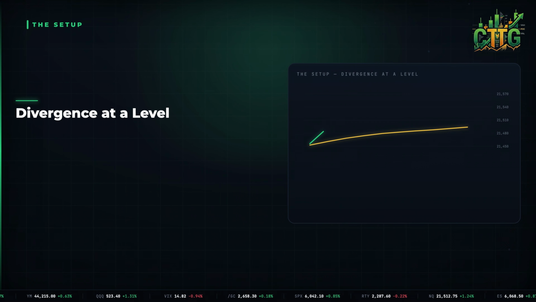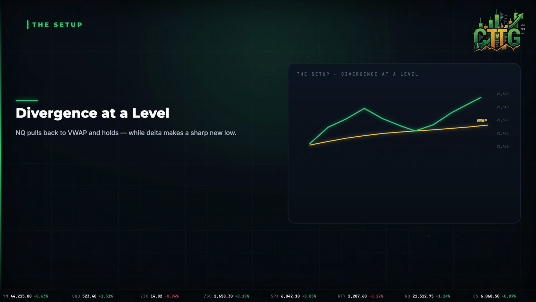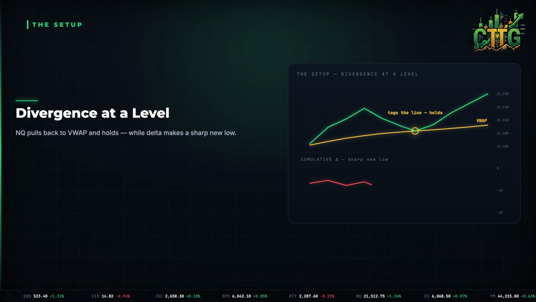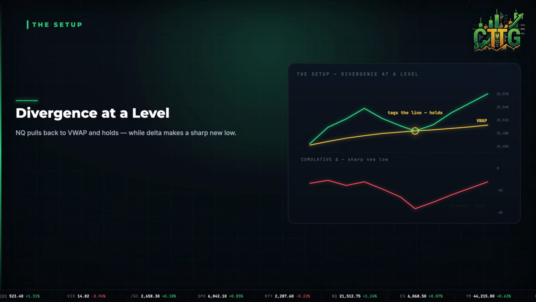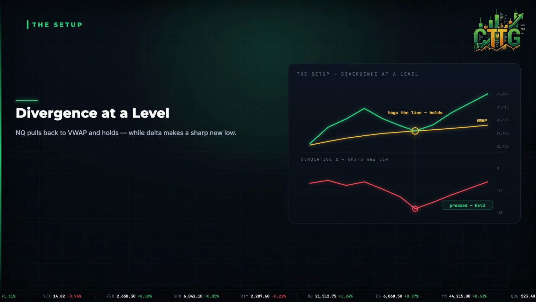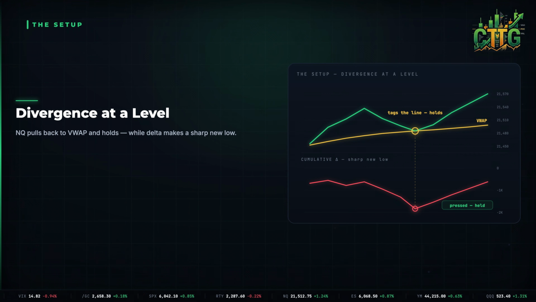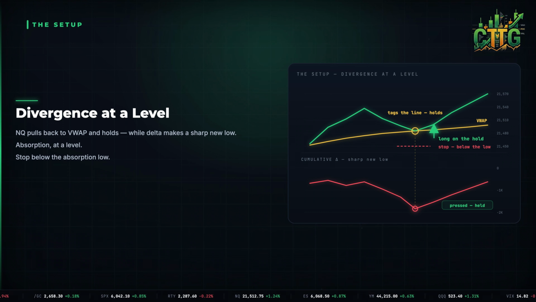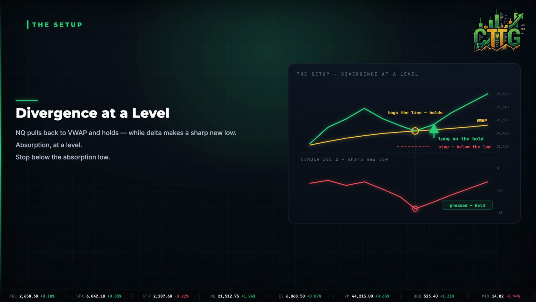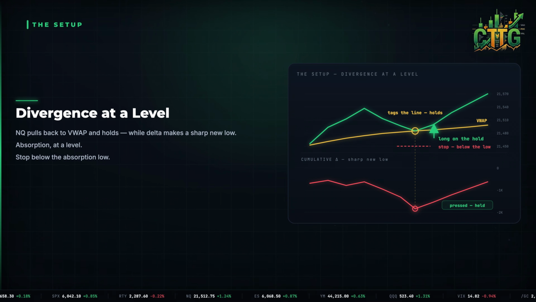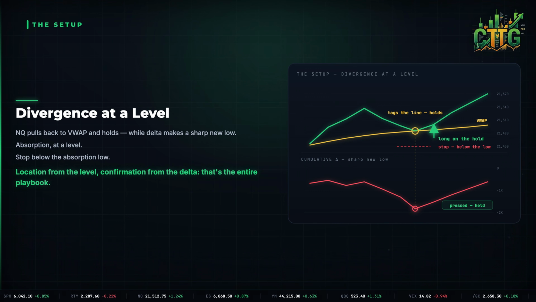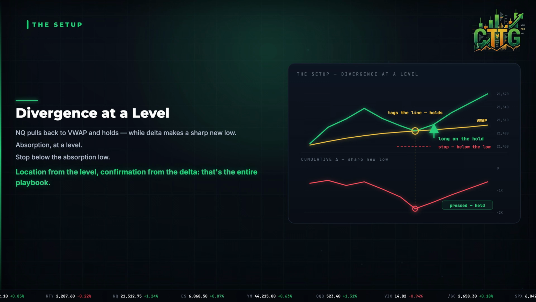Here's the trade. NQ pulls back to the VWAP after a strong open. Price tags the line and holds. Now check the panel. Sellers pressed hard into that pullback. Delta made a sharp new low, but price barely moved. That's absorption at a level. The trapped sellers cover, the trend resumes, and your stop lives just below the absorption low. Location from the level, confirmation from the delta. That combination is the entire playbook.